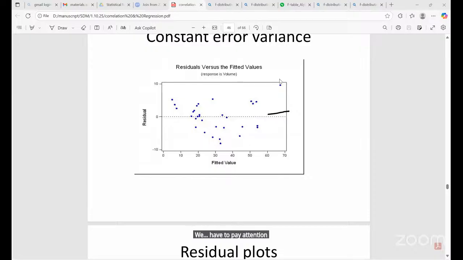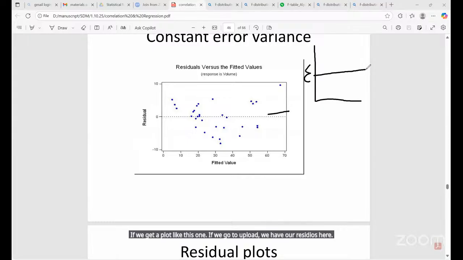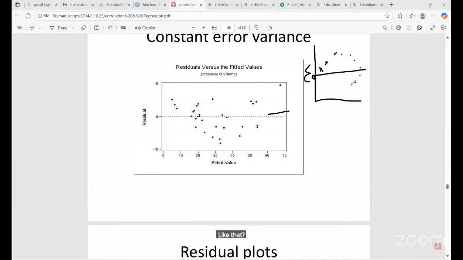For example, if we get a plot like this one, we have our residuals here. That is the mean, which is 0, of residuals. And we get residuals forming a band like this, a bow-shaped. Meanwhile, this is the fitted value.